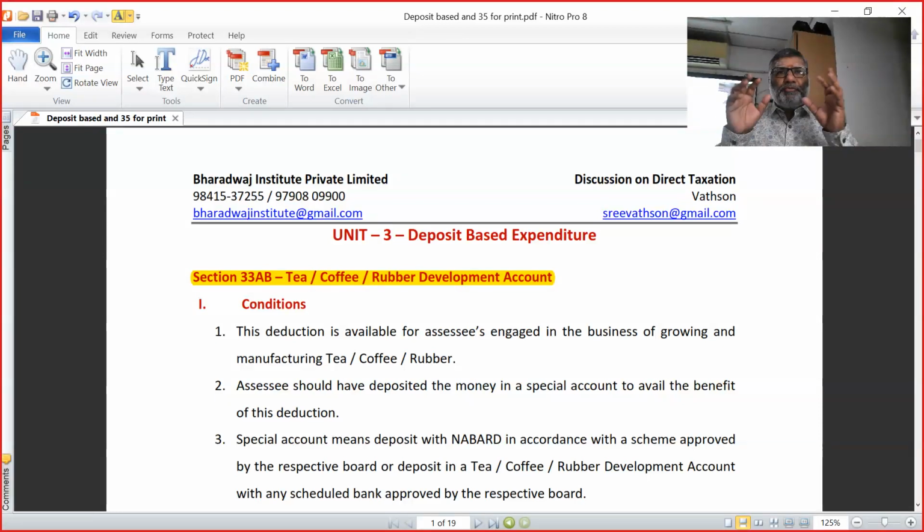After the profits are earned, if you keep the money deposited in a special account, which is the tea, coffee, rubber development account, or any account in a bank notified by the board, the respective board, tea board, coffee board, you will get the deduction. Make the deposit within 6 months, and post that you will be able to claim the deduction.